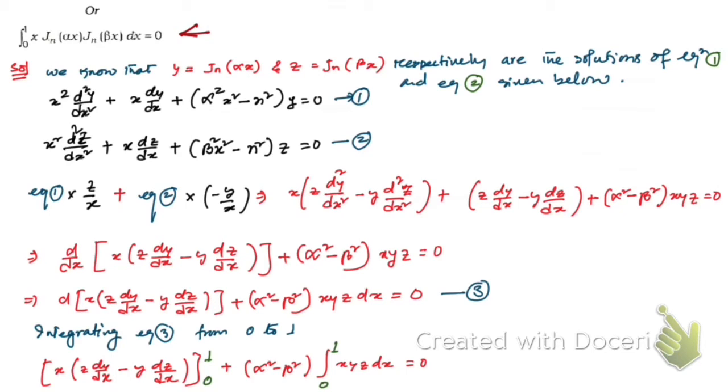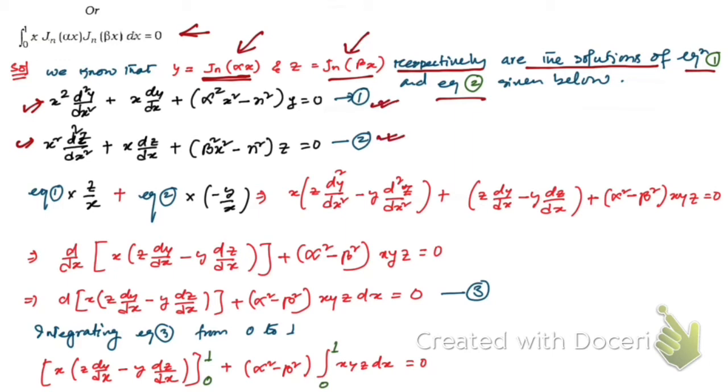So now you see, we know that y is equal to Zn of alpha x and Zn of beta x. These are nothing but Bessel's functions, right? Here we have considered these two as the solutions of Bessel's equation number 1 and 2 respectively. These are the two equations we have taken.